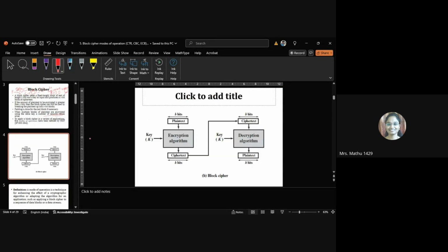So this is the block cipher. The plain text will be taken as blocks, each block consisting of b bits, and the key is applied. The cipher text will also be of the same b bits in size. Similarly, the decryption algorithm takes the cipher text as blocks and produces plain text in blocks.